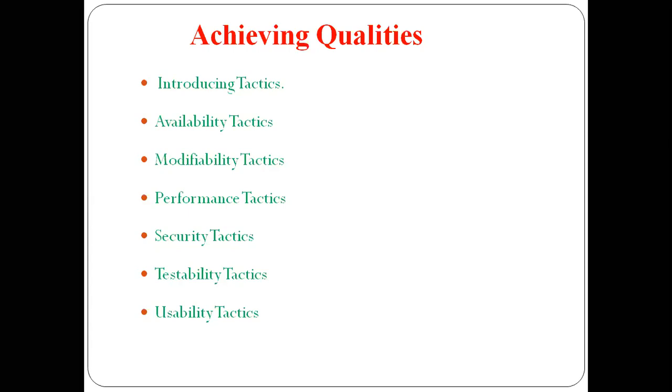Here the first one is, now we are going to discuss tactics. What are tactics, and an introduction to tactics. After that, availability, modifiability, performance, security, testability, usability. These are all the quality attributes from availability to usability. So how we are going to design and implement all these quality attributes for achieving quality in a system, now we are going to learn that, right?